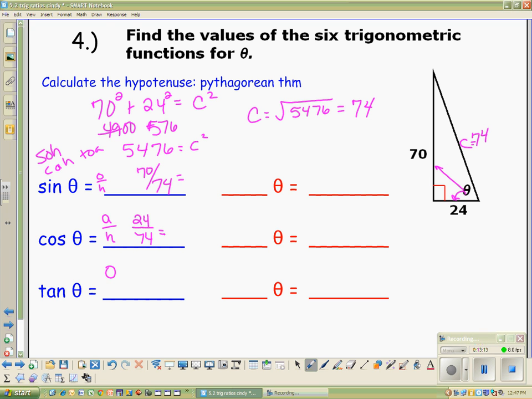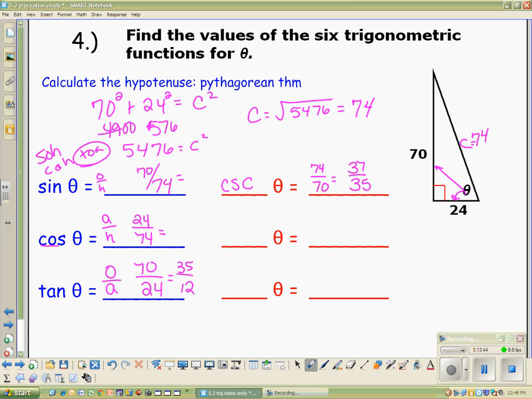Tangent compares opposite to adjacent. That's our TOA, opposite over adjacent. Opposite 70, adjacent 24, and reduce your fraction there. What would that be, like 35/12 divided by 2s? Sine matches up with cosecant. The cosecant of theta is going to be just the reciprocal, 74 70ths. If I divide by 2, I'm going to have 37 35ths.